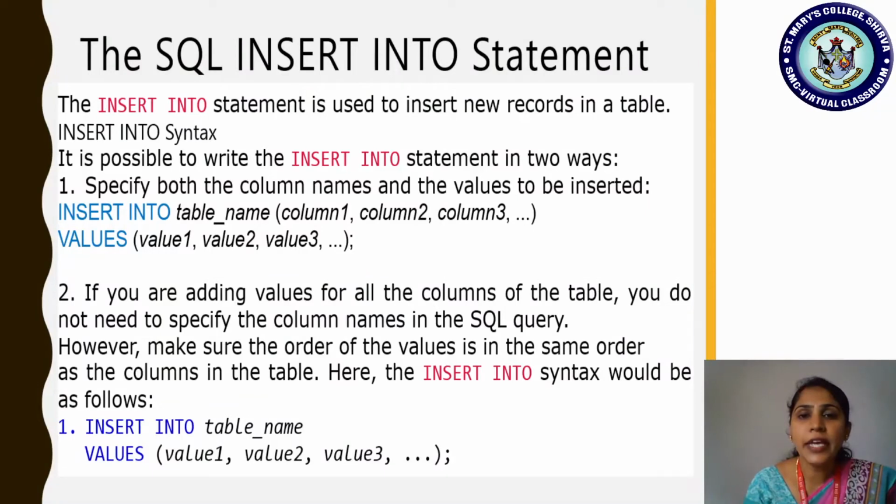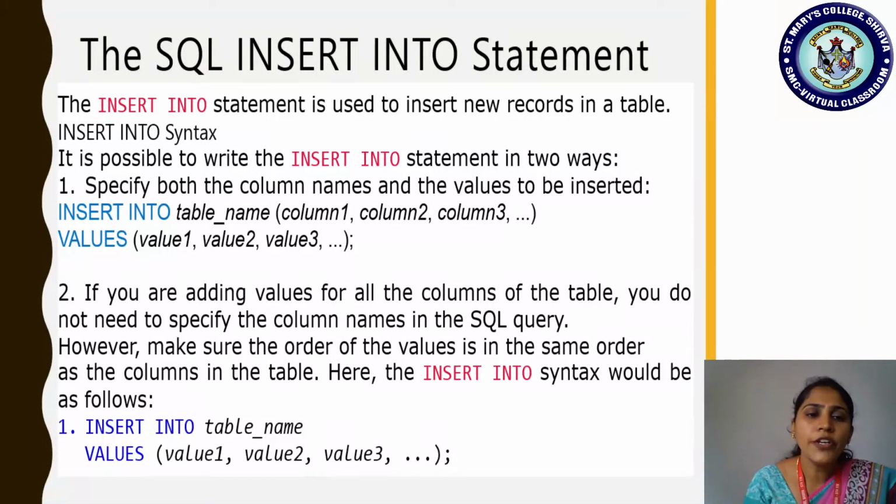Insert into table name, and within parentheses you specify all the 5 attributes. Following that, what is the keyword? Values. So for those 5 attributes, what are the 5 values? We should insert the 5 values in the same order.